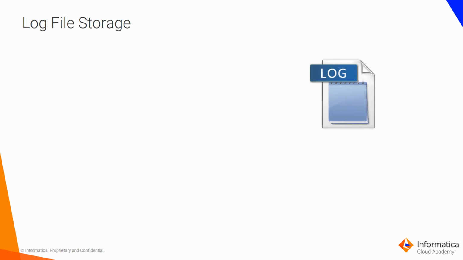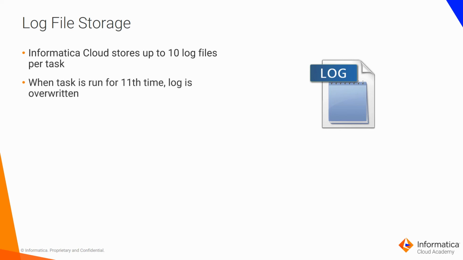For each of these types of log files, Informatica Cloud stores up to 10 per task. Therefore, when a task is run the 11th time in Informatica Cloud, the first log file will be overwritten, and when the task is run for the 12th time, the second log file will be overwritten, and so on. So if you want some sort of historical record of your tasks, you must set up some sort of archiving into another directory.